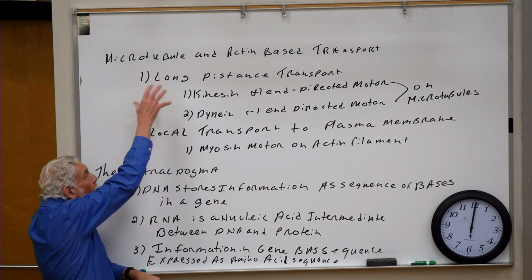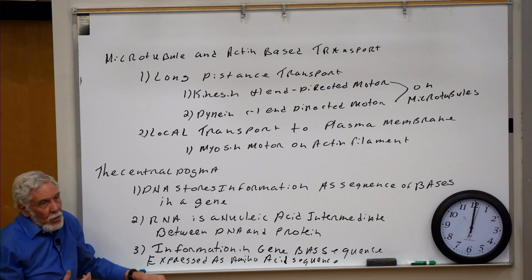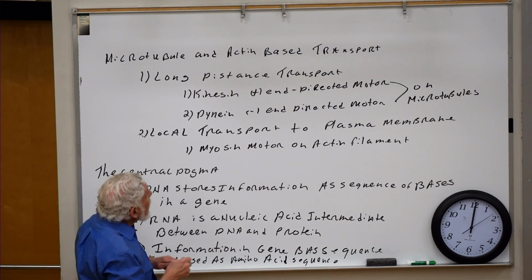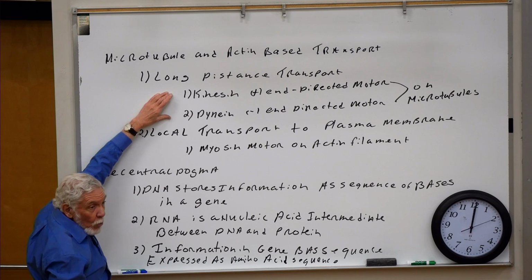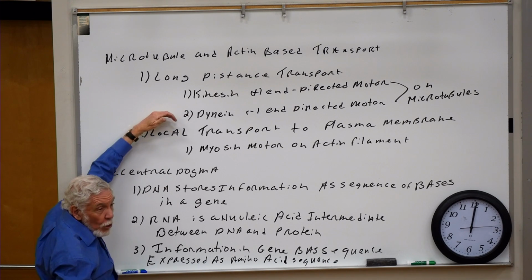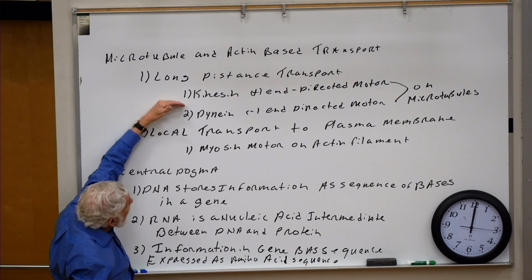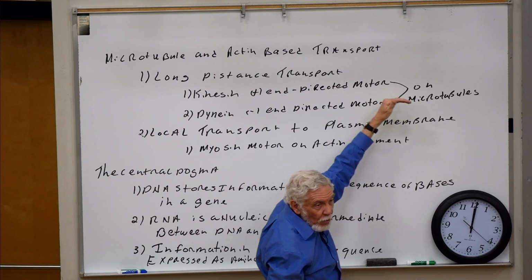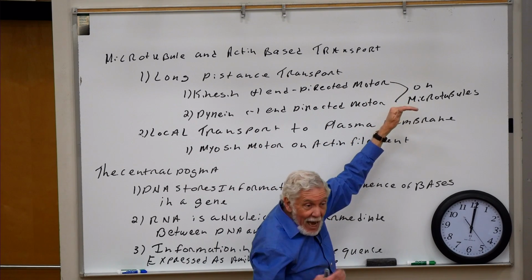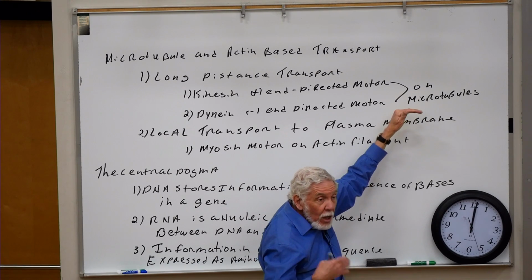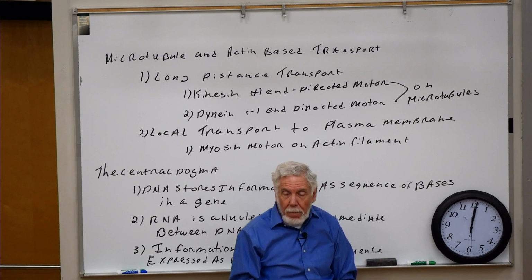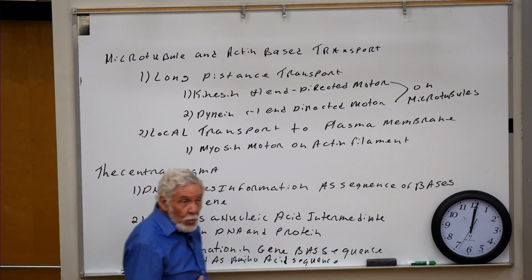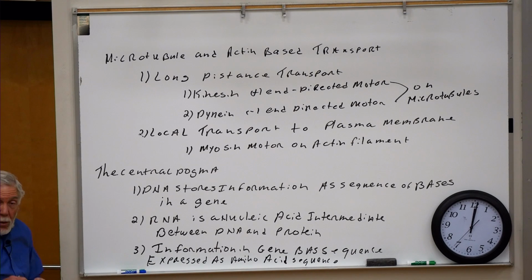The long-distance form of transport is going to be primarily on microtubules, and it's going to depend on two major motors. One motor is called kinesin, and the other is called dynein. Now, one of the important characteristics of kinesin is that it's always a plus-end directed motor. And you remember from last time when we laid out the microtubule as a polymer, we said that it had an endedness. It had an assembly end and a disassembly end. The assembly end we said was the plus end, and the disassembly end we said was the minus end.